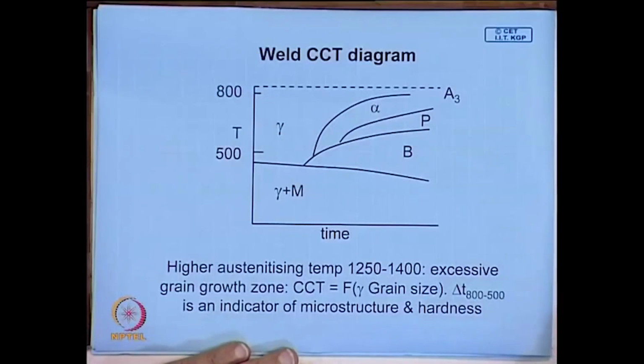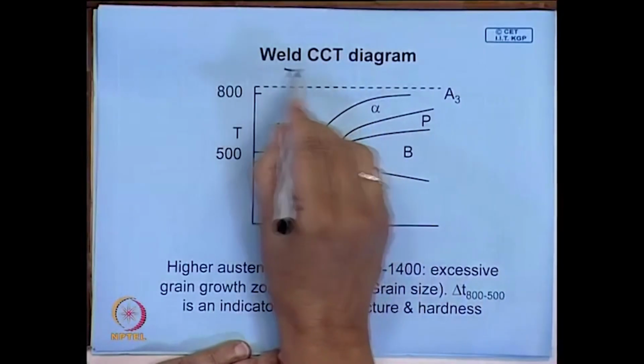to understand the structure, you need not the common normal transformation diagrams which are used to design heat treatment processes, but we need a different kind of diagram, and this diagram is known as the weld CCT diagram, which is a little different from the normal CCT diagram one uses in heat treatment. And one example schematic diagram is shown over here, the weld CCT diagram.